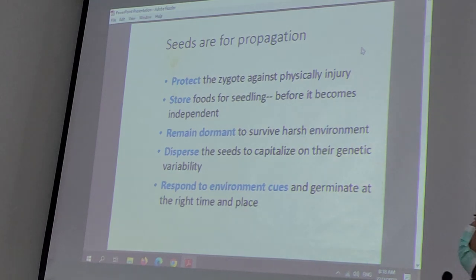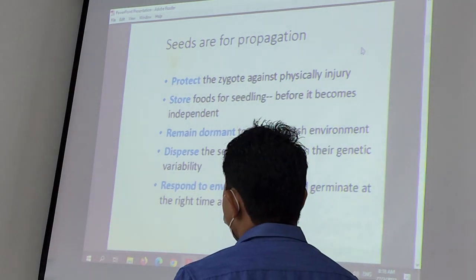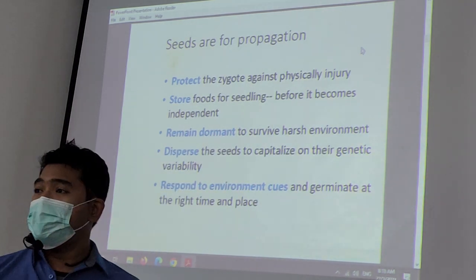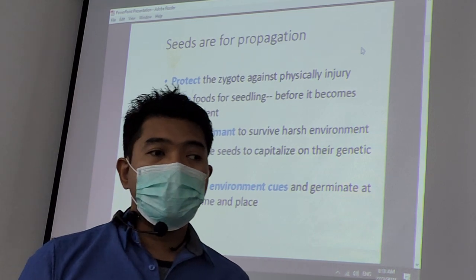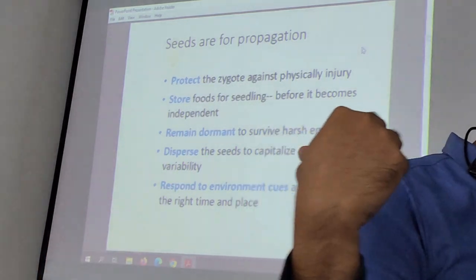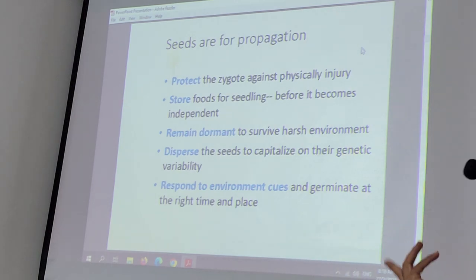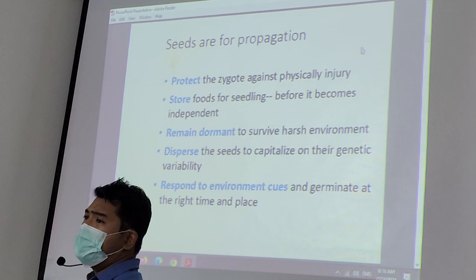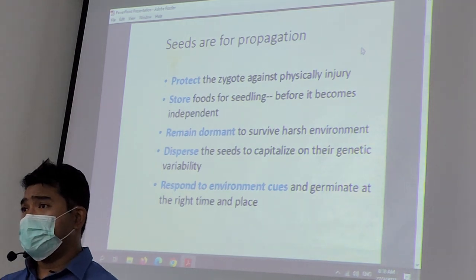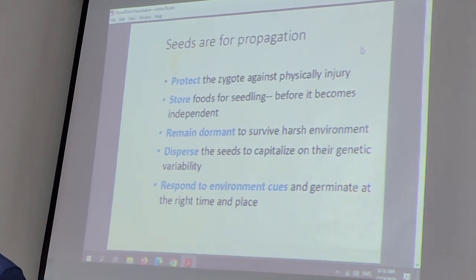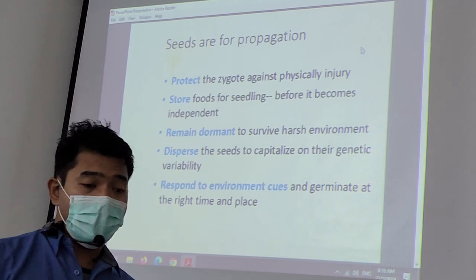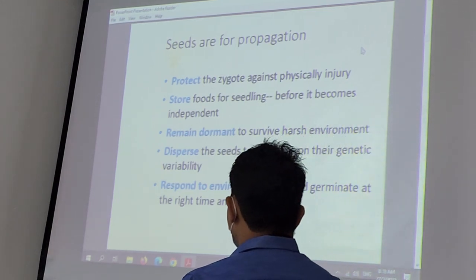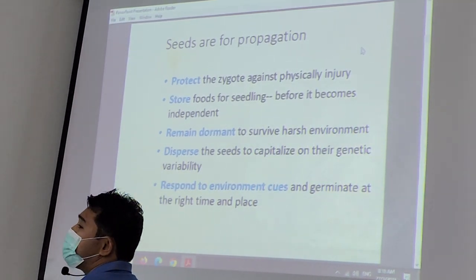So these are the general functions of the seeds, which are meant for propagation. It protects the zygote against physical injury, like in the case of coconut. It also stores food for the seedlings before it becomes independent. The seeds cannot do photosynthesis right away. I know it is plant, but it hasn't got the right organ to photosynthesize just yet. And it can remain dormant to survive harsh environment.